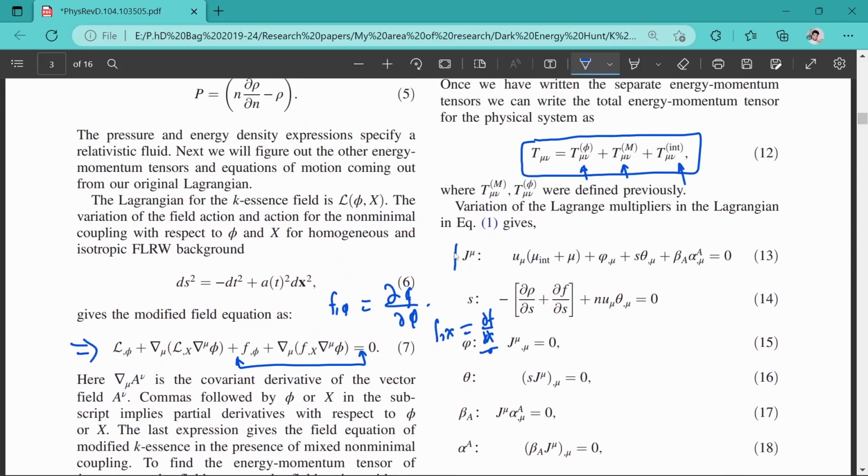So considering that j mu is our independent quantity and varying this, you will get these equations to be 0. Again, if you vary the action with respect to entropy, then your entropy gets changed because you have the interaction term and the contribution from d rho by ds as well as df by ds. Okay, now if you take phi, ds over d phi, which will give you j mu u mu nu, and again j mu is defined as n u mu. So what you actually get is this comma mu, which tells you that the number density is conserved here.